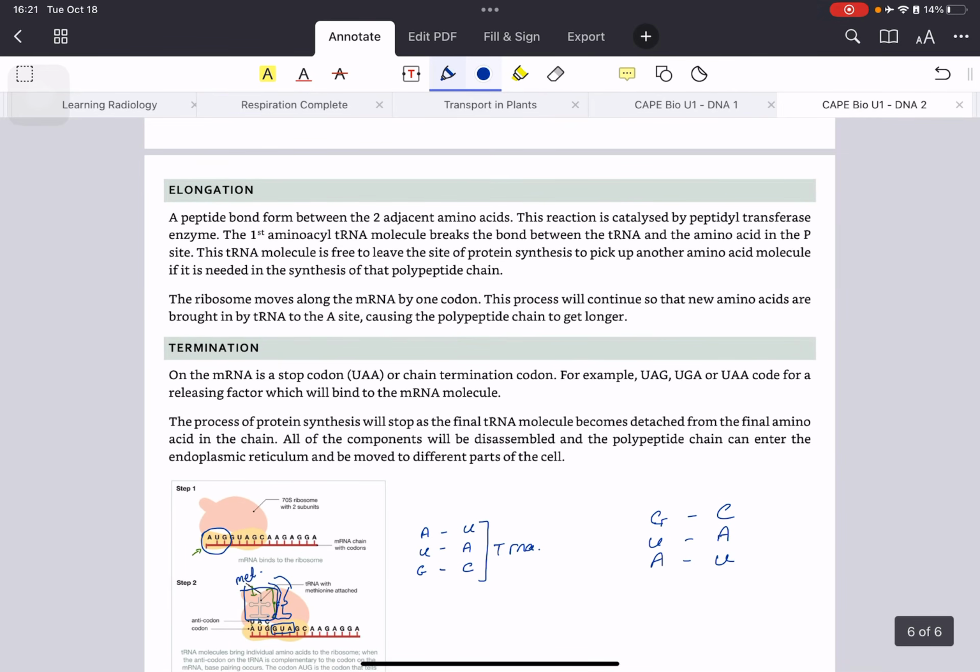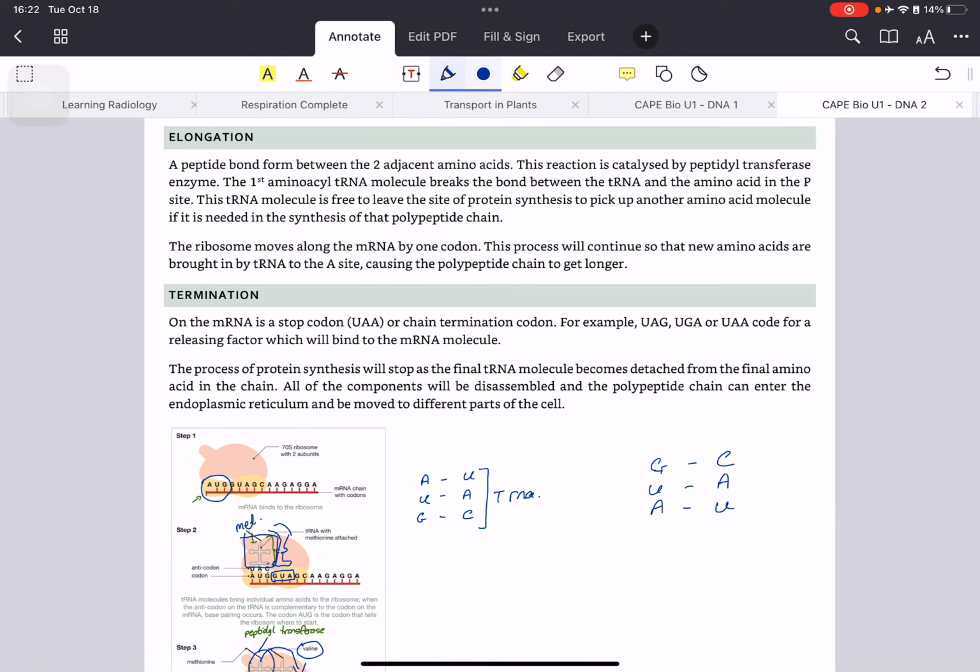So let's go back to the second step now, elongation. The peptide bond, as I said, is going to form between the first two amino acids. We had methionine, and the second one is valine. Again, the reaction is catalyzed by the peptidyl transferase enzyme. Now the first tRNA molecule will break its bond with the amino acid, and then, as I said, it will be free to leave that site and pick up the next amino acid. And the ribosome, the big pink thing, is going to move codon by codon, triplet by triplet. It's going to move and start generating the polypeptide chain.